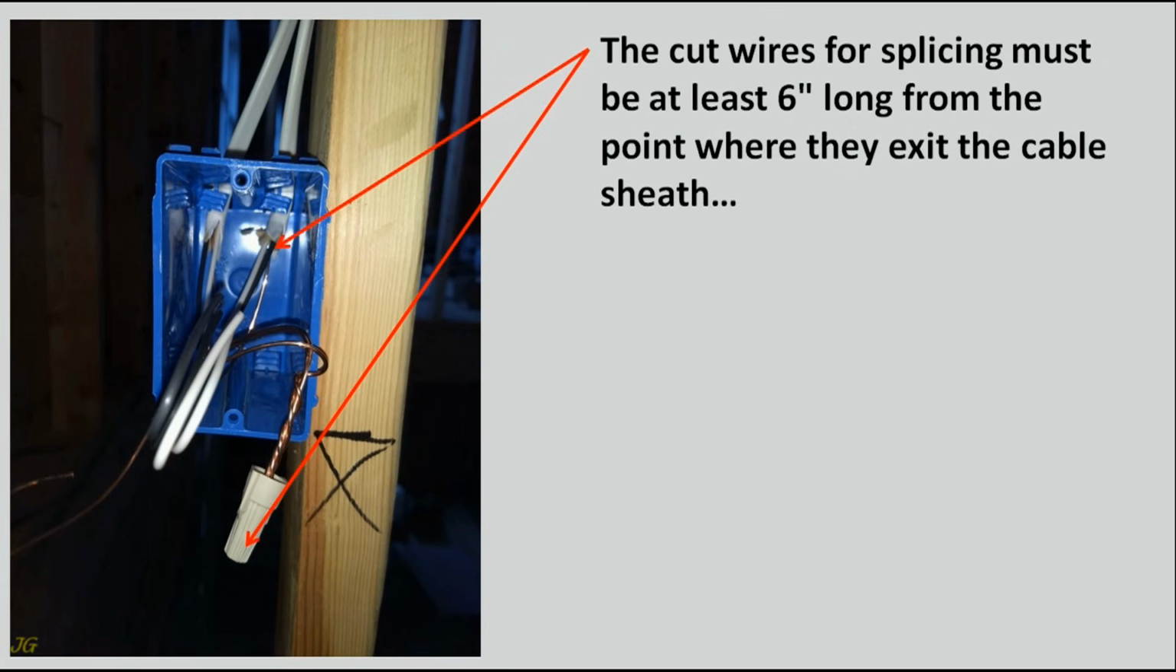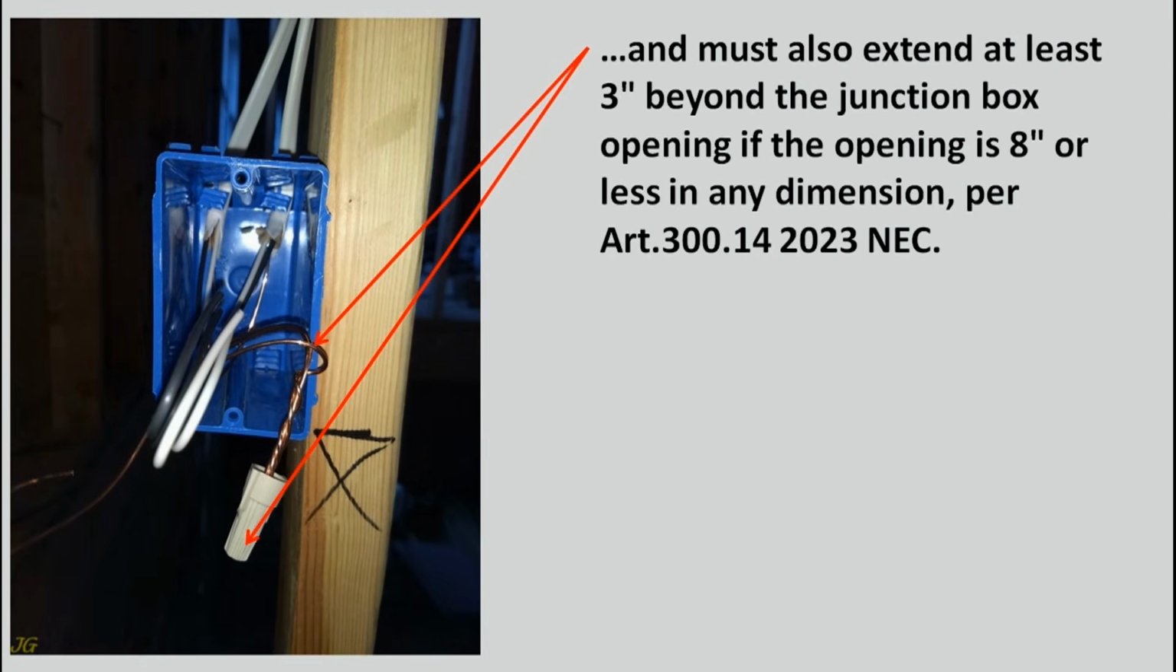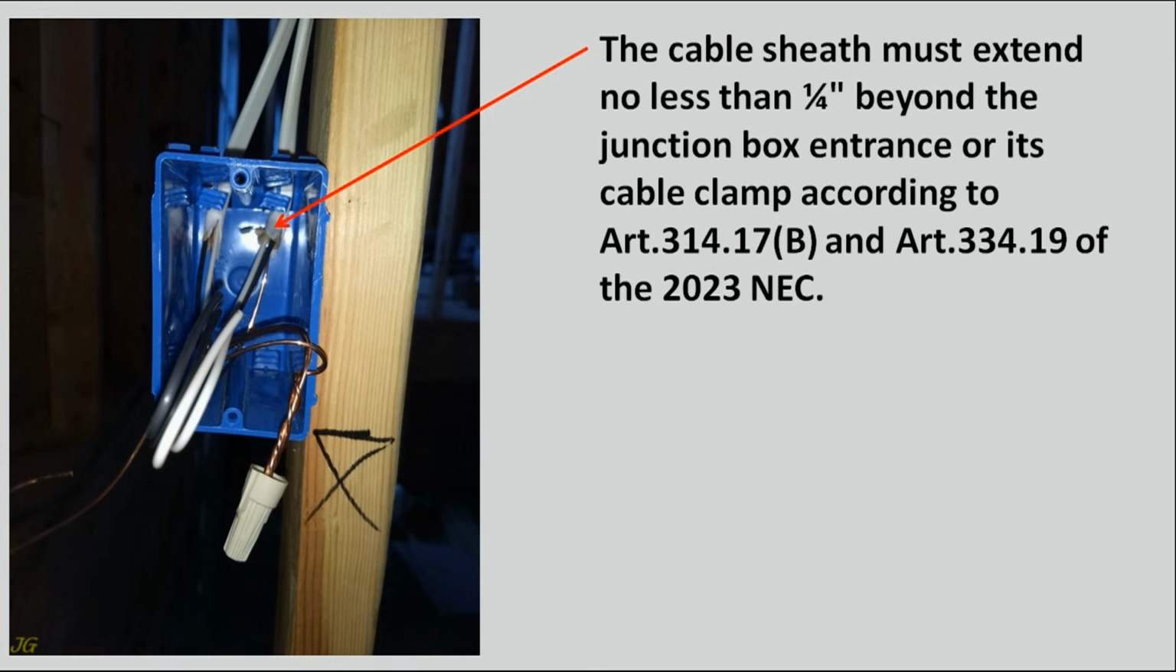The cut wires for splicing must be at least 6 inches long from the point where they exit the cable sheath, and must also extend at least 3 inches beyond the junction box opening if the opening is 8 inches or less in any dimension, per Article 300.14/2023 NEC. The cable sheath must extend no less than 1/4 inch beyond the junction box entrance or its cable clamp according to Article 314.17(B) and Article 334.19 of the 2023 NEC.